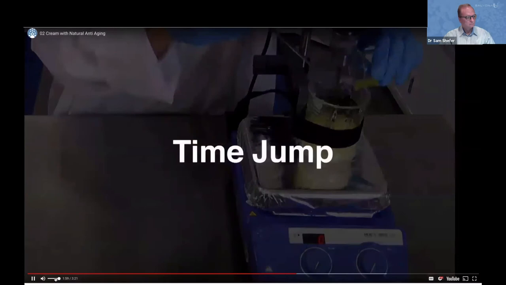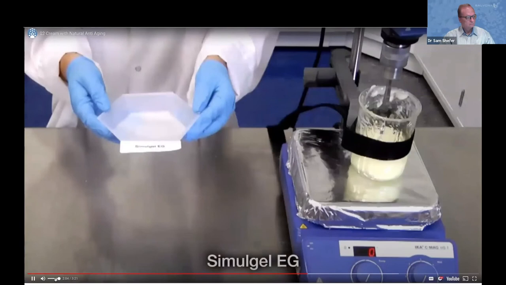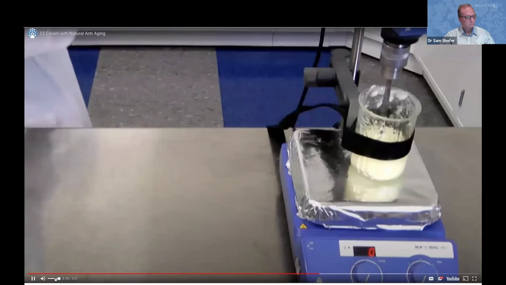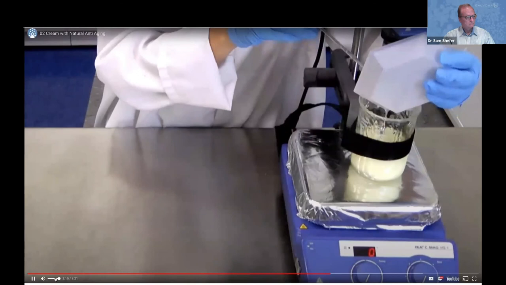Now we will add Simulgel EG. This is a liquid polymer that will be used as an emulsifier for this purpose. And what this will do is to help the oil phase and the water phase to mix and create small droplets and eventually create an emulsion.